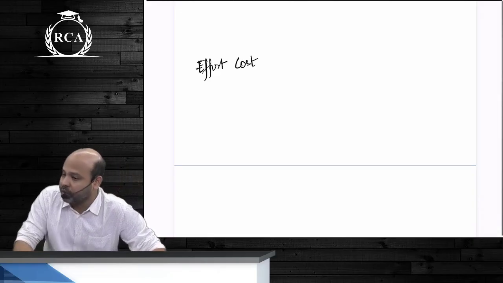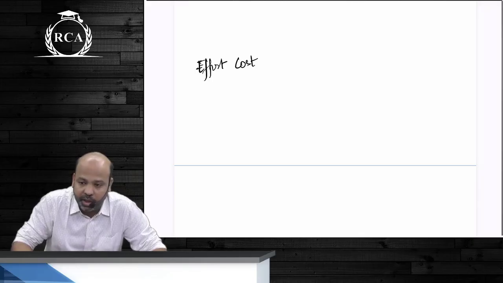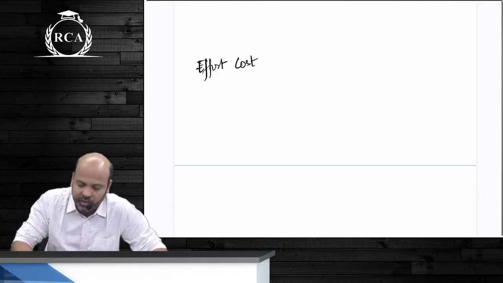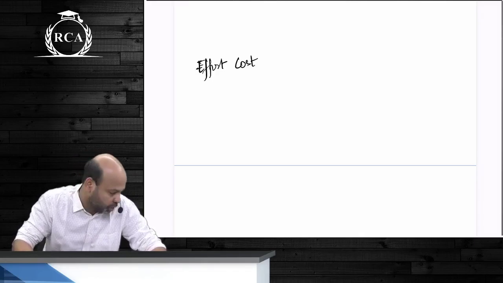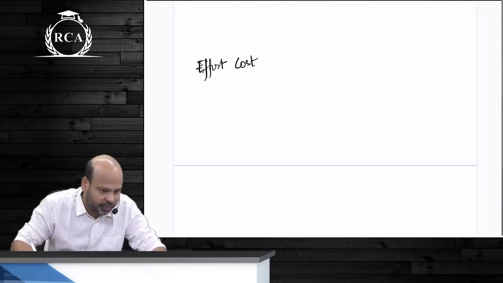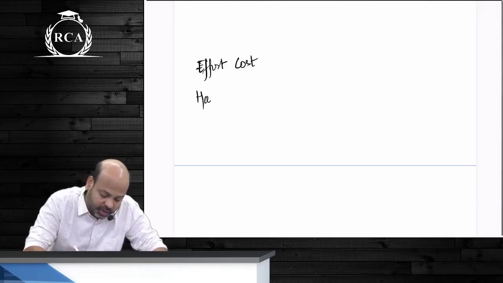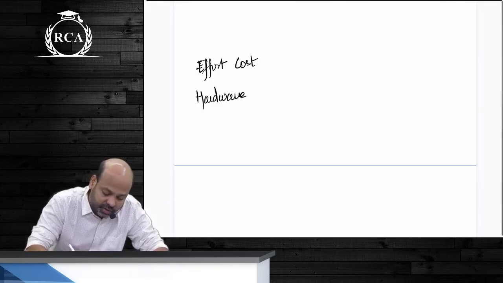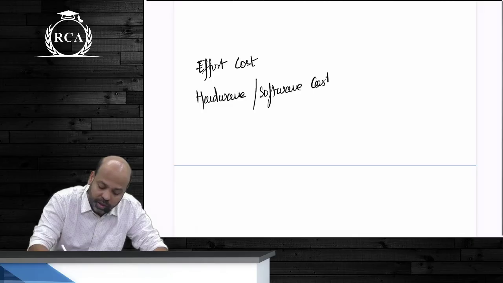This effort cost will include the salaries of all the people who are directly involved in the development of the software, and it will also include salaries of all the support staff. There can be a training department, there can be other support, maintenance team and everything. Besides this, if there's any hardware that the organization is using, depreciation of that will be included as hardware or software cost.